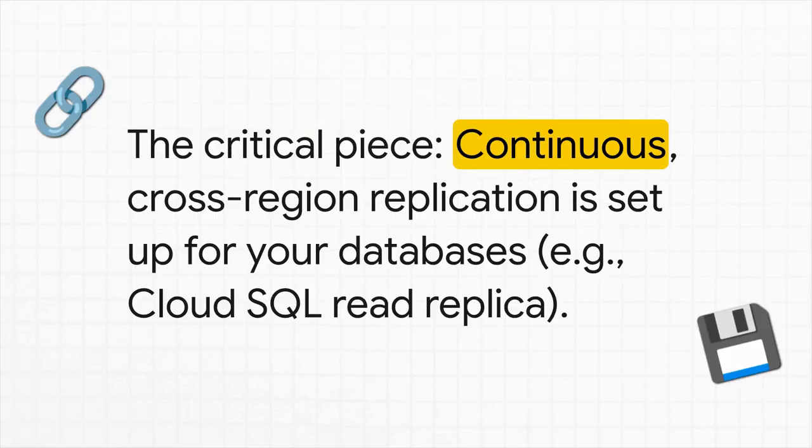And now for the most important piece of this entire puzzle, the data. We set up our Cloud SQL database in the primary region so it's constantly, automatically replicating every single change over to a read replica in our standby region. This is the lifeline. It ensures our data is always up to date and ready to go. Because let's be honest, without this data link, our standby environment is pretty much useless.